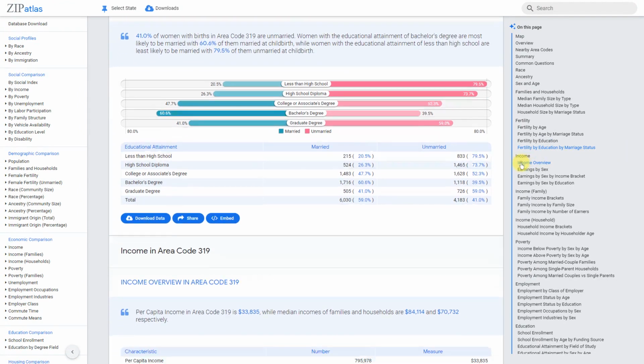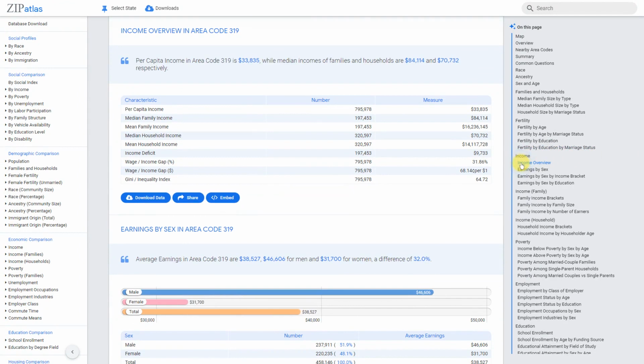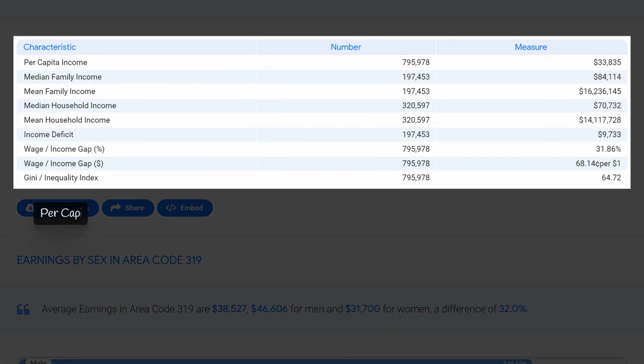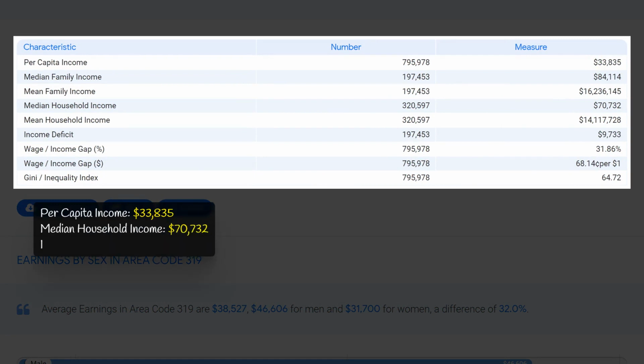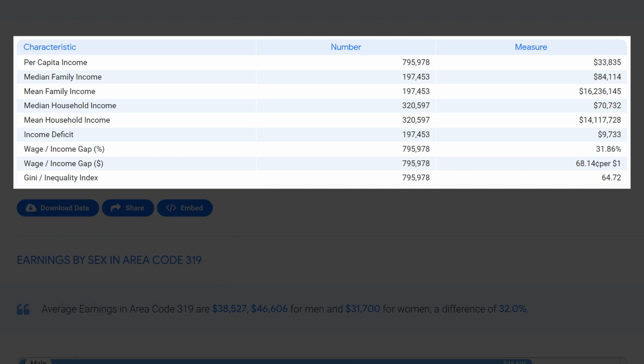Area code 319 in Iowa has a relatively high income level, with a per capita income of $33,835, which means that on average, individuals living in this area earn that amount per year. For households, the median income is even higher at $70,732, indicating that most families living in this area have a comfortable standard of living. The median family income is even more impressive at $84,114, further highlighting the economic prosperity of this region. This shows that residents of area code 319 have ample opportunities for financial stability and overall quality of life.